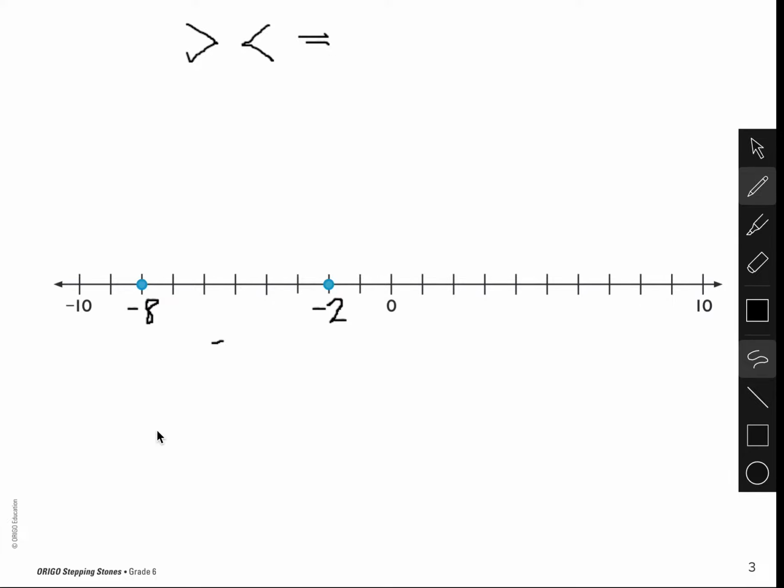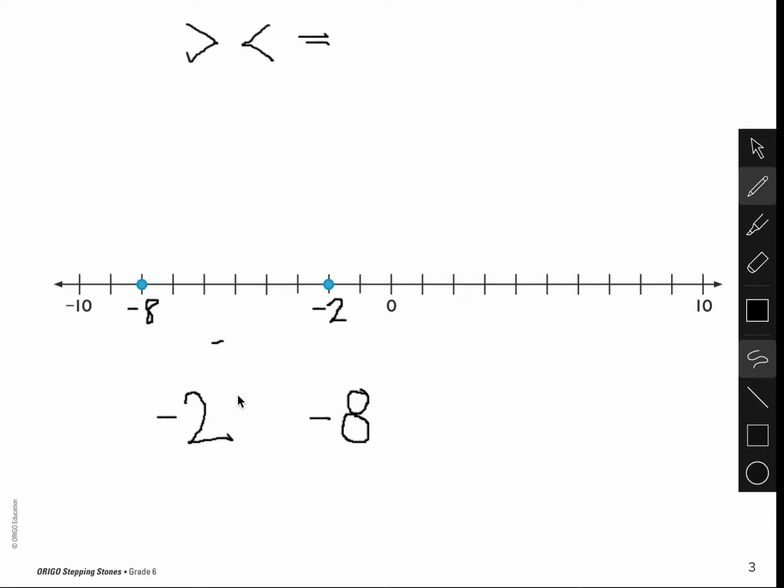So if I have -2 and -8, how does -2 compare to -8? Okay, numbers to the right are greater. If we're comparing 10 and -10, which one is greater? 10. It is further to the right. So what number, -2 or -8, is further to the right? That would be our greater value.